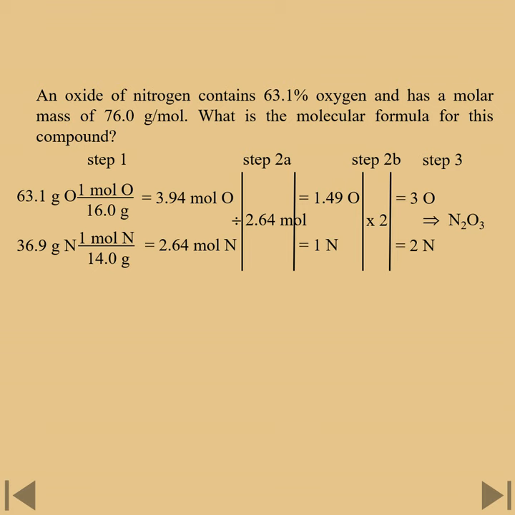Okay, we're not quite done because we want to identify what is the molar mass of that dinitrogen trioxide. And when we add up the mass contribution of the nitrogen and the oxygen, we get that 76 grams per mole. So this is the actual formula.